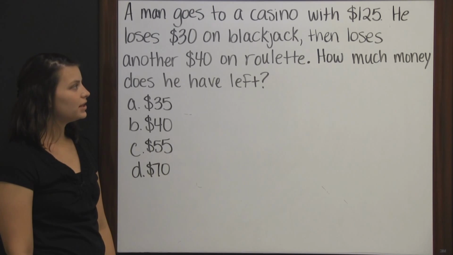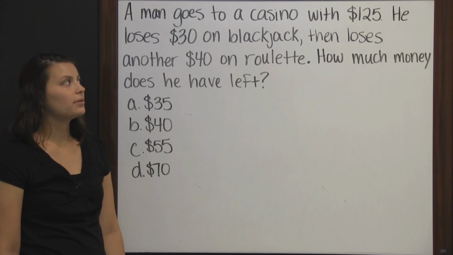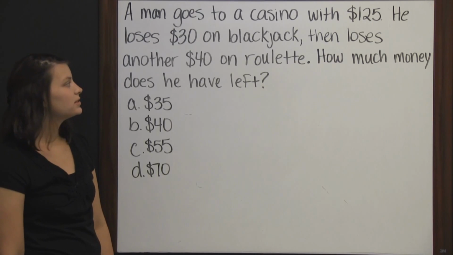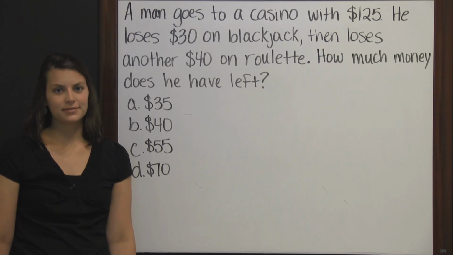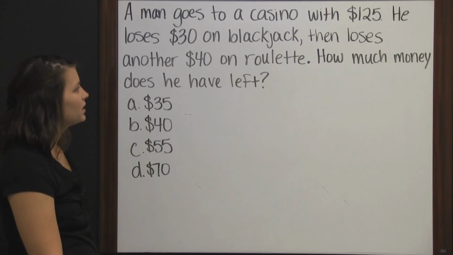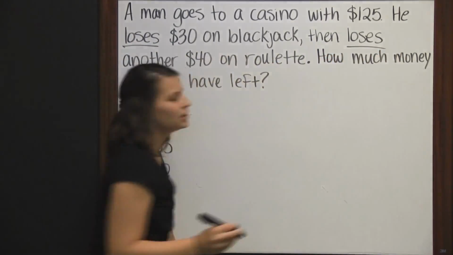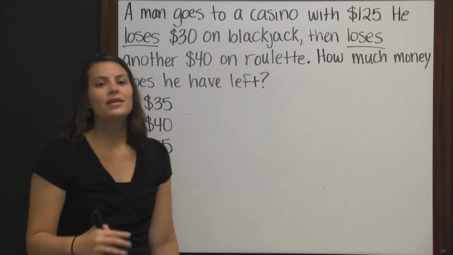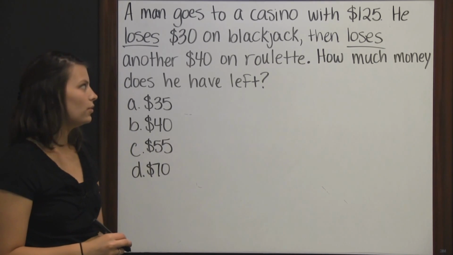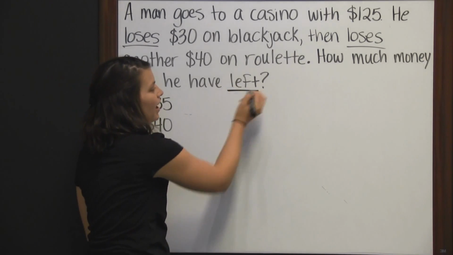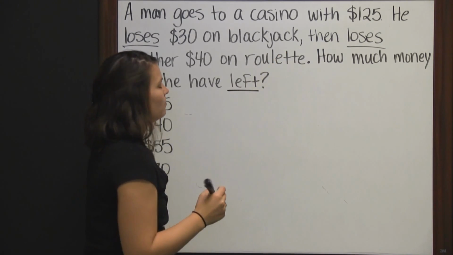A man goes to a casino with $125. He loses $30 on blackjack, then loses another $40 on roulette. How much money does he have left? So the key word here is loses. He's losing money. We see it in 2 different places. He's losing money, which means that's money that is taken away from him or subtracted from his total. So to determine what he has left, we're going to subtract the money he lost from what he came with.